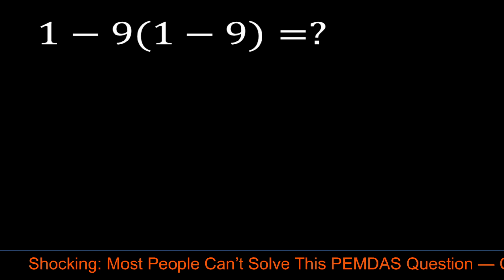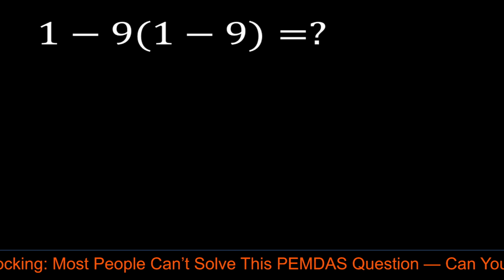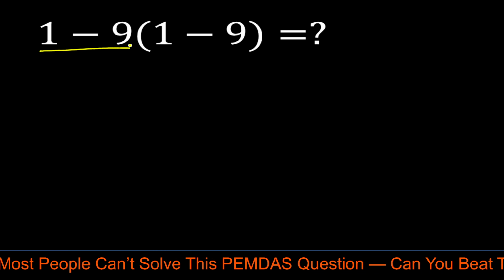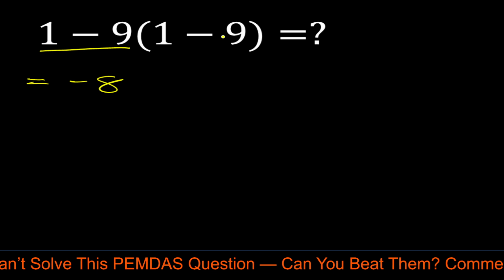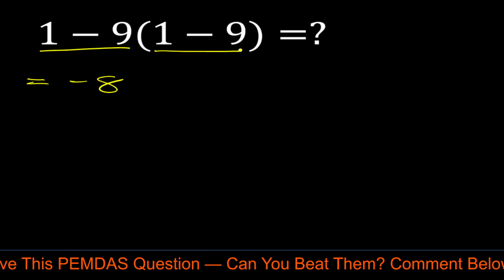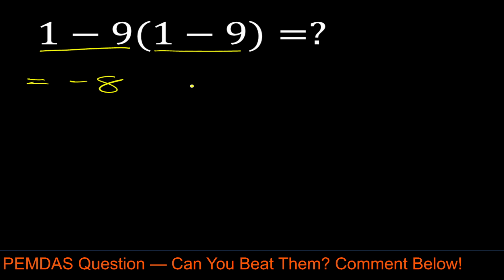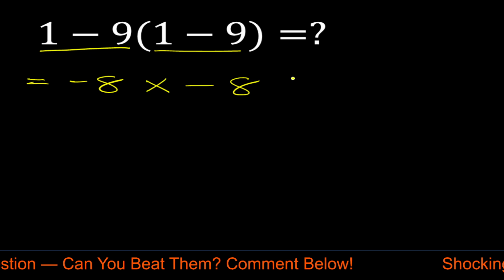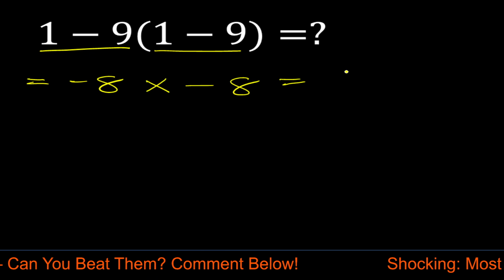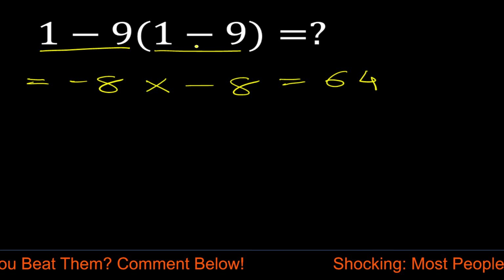So most people solve this question like 1 minus 9. So 1 minus 9 is equal to minus 8, right? Then again 1 minus 9. So 1 minus 9 is equal to also minus 8. Now minus 8 times minus 8. So minus 8 times minus 8 is equal to 64, right?